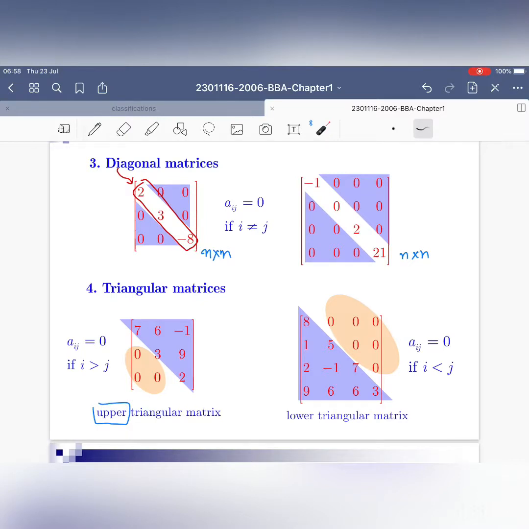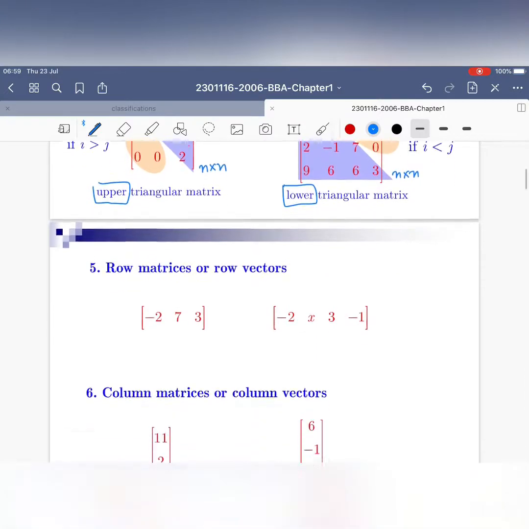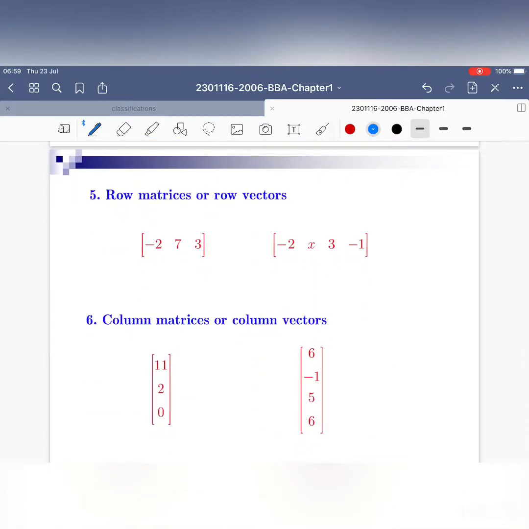So the upper means the part that you concentrate on here, and the lower triangular is the same thing: the elements that you concentrate on accumulate on the lower part of your diagonal and also on the main diagonal. But the ones outside this lower part are all zero, okay. This one is the so-called lower triangular. Of course, all the triangular matrices are square matrices first, okay.